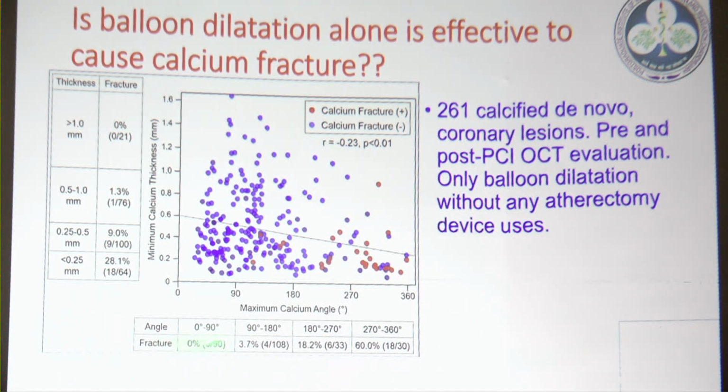Similarly, for the calcium arc, if you have a concentric lesion with 270 to 360 degrees of calcification, there is a calcium fracture. In case it's eccentric, you have negligible calcium fracture. So that's the importance of knowing this. A non-compliant balloon is not so effective in producing calcium fracture and treating a calcified lesion. Either you have to use a scoring balloon or an atherectomy device to have adequate plaque modification prior to stenting.